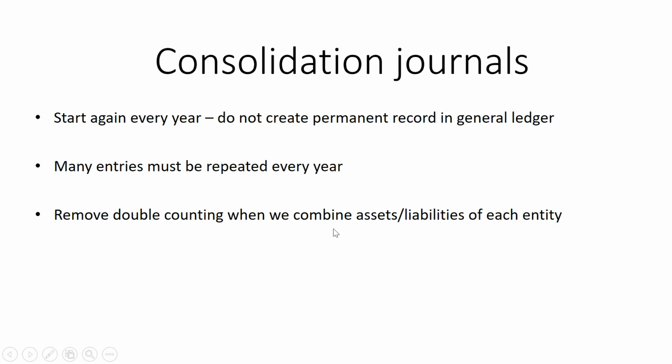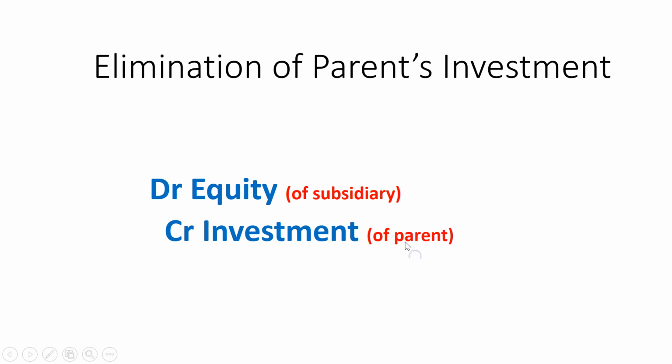So consolidation journals, just a few general comments to start with. Now, they do not create a permanent record in the general ledger, and so this means that we need to start again every year. So if we posted one consolidation journal last year, we're probably going to have to post it again this year. And it's because of this that a lot of the entries have to be repeated every year. So the purpose of these journals is to remove double counting when we add up the assets and liabilities of each entity, which we'll go through how this can happen in a second.